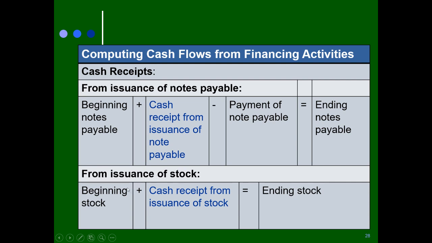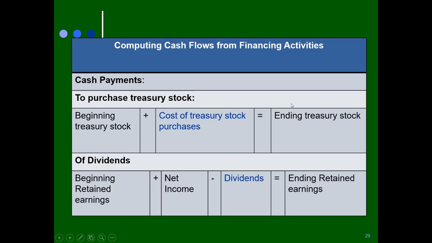If there are stocks, start with the beginning stock and find the ending stock. The difference will be the cash receipt from issuance of stock. For treasury stock, it's the same as calculating for the organization's shares. And for dividends, this is the formula from the statement of retained earnings: start with beginning retained earnings, plus net income, minus dividends, to get the ending retained earnings.